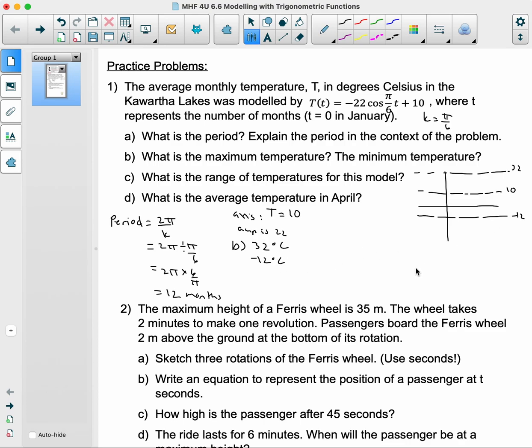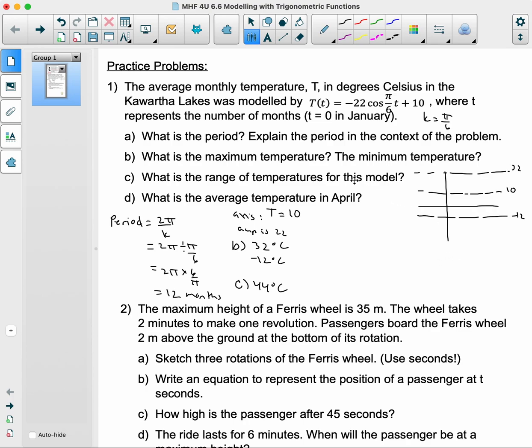So I didn't have to do any math. I didn't have to plug anything in. I just had to make that quick little connection between the amplitude and the axis, and life is good. My range of temperatures is from negative 12 to 32, so 44 degrees. Okay, so C, 44 degrees Celsius.